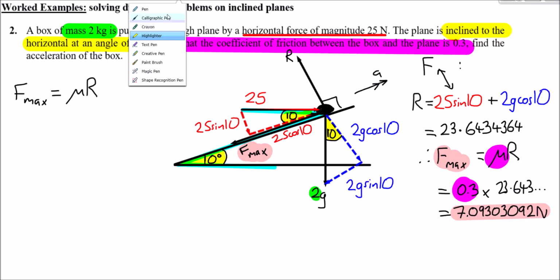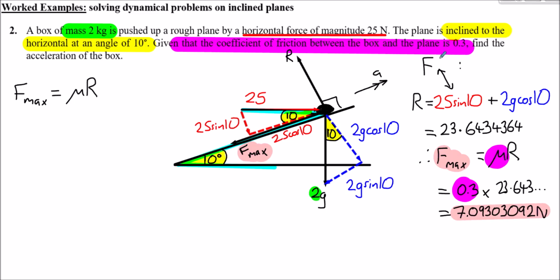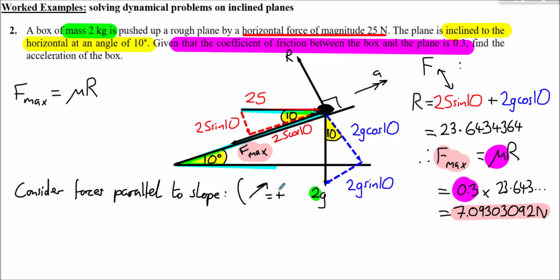So we can now consider the acceleration of this box. The acceleration is going to be up the slope. So consider forces parallel to the slope. I'm going to say up the slope as our positive direction. As long as you're consistent, you can take down the slope as positive if you want to, but I suggest to do the direction of acceleration or motion as the positive direction.